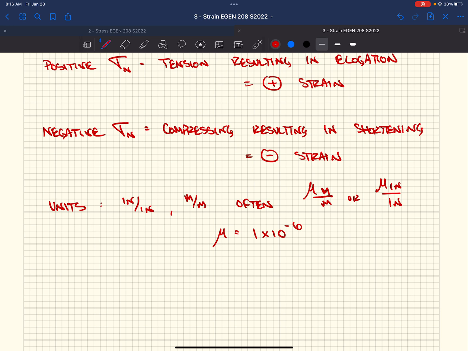So we would say 2,000 microstrain is the same as 0.002. 0.002 inches per inch equals 2,000 micro inches per inch, which is the same as saying 2,000 micrometers per meter. It's unitless. It's just a length over a length. Doesn't matter what system or customary units it's in. Sometimes it's also referenced as a percentage.